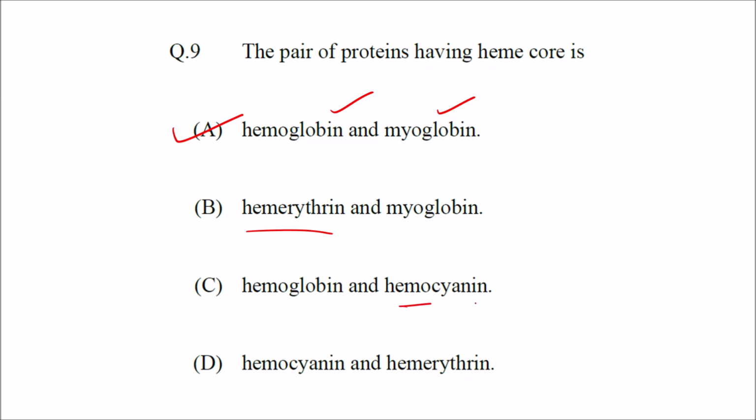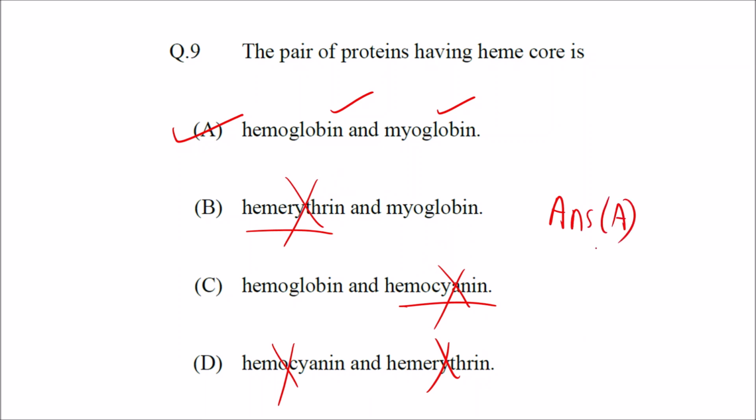Hemerythrin and hemocyanin, both the cases. Here there is a copper, the metal is different. In hemerythrin also, the metal is iron, but the porphyrin ring is missing. So it is not called a heme core. So hemerythrin and hemocyanin are incorrect options. So the correct answer is option A.